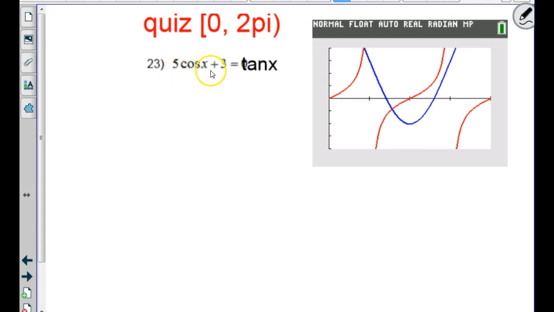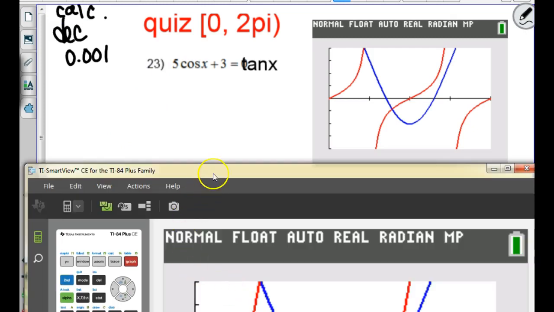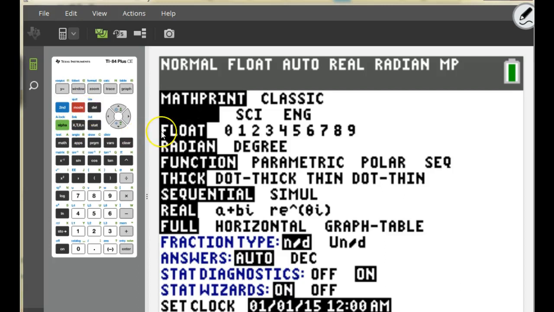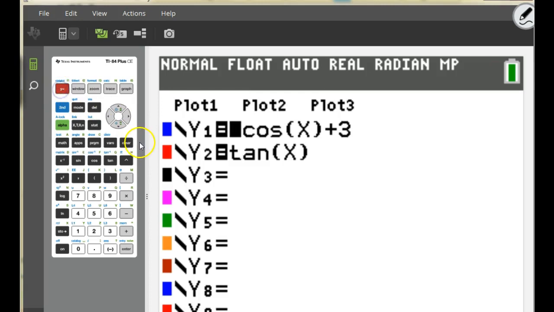If it said 5 cosine x plus 3 equals tangent of x, and it said in the directions, use your calculator to solve in decimals to the nearest, I don't know, 3 decimal places between 0 and 2 pi. So you would go to your calculator, and what mode would you make sure you're in? Radians, because we're graphing. Then enter 5 cosine x plus 3 and tangent of x.